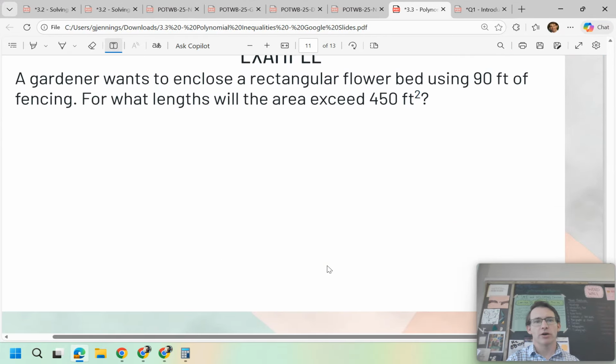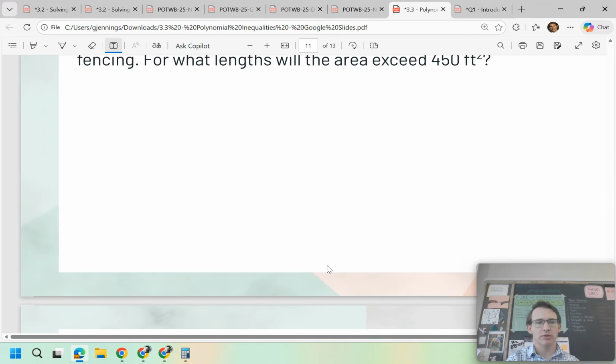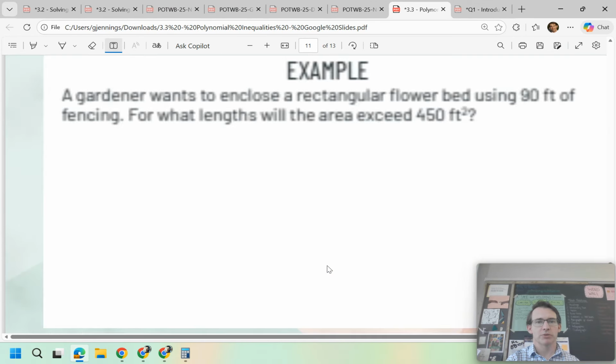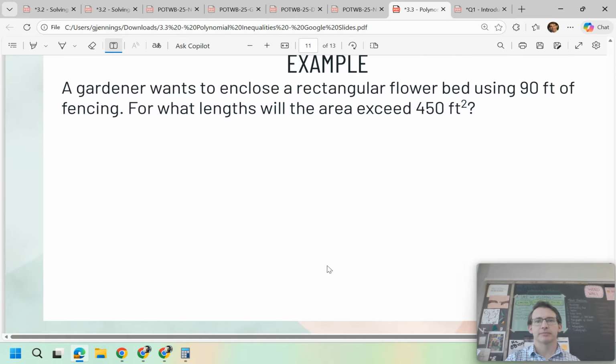So we want to know about this rectangular flower bed using 90 feet of fencing. Okay, for what lengths will the area exceed this many feet? Okay, cool. Quadratic. So let's do it. Did I copy this one down on the sheet? Is this on your handout? Yeah? Okay, let's do it.